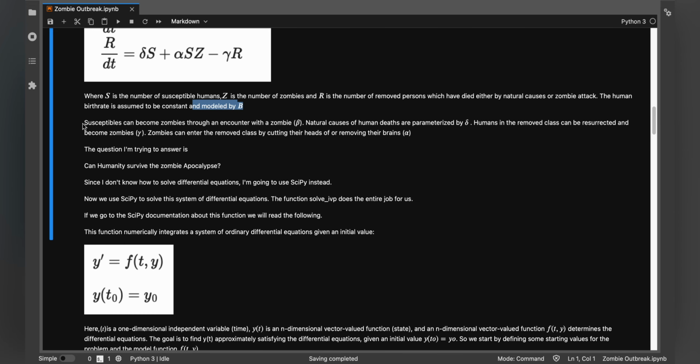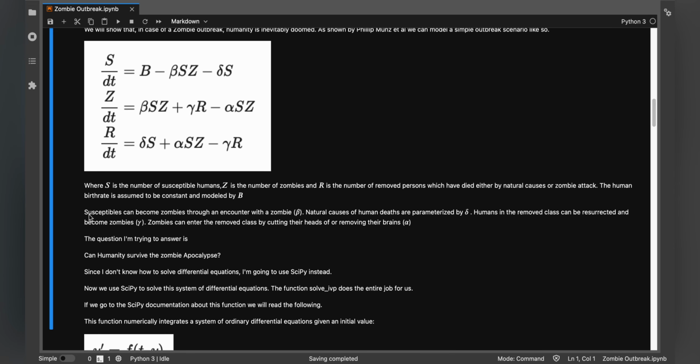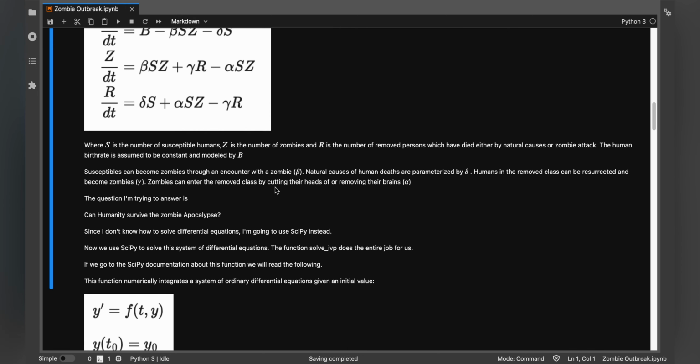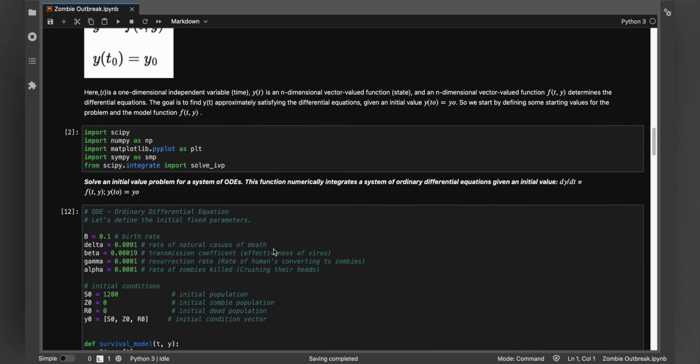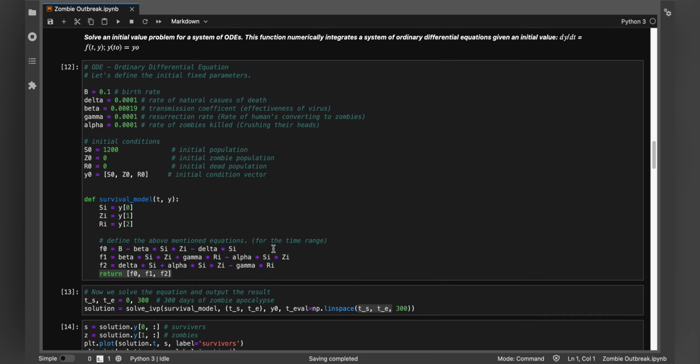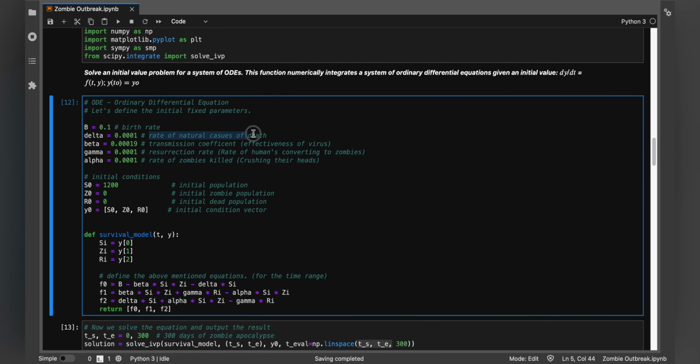And alpha, beta, gamma denote the rates as follows: alpha is the rate of killing of zombies. You should keep in mind that zombies can only be killed by removing the infected area or by removing their heads, okay? We have to kill them very brutally, okay? So here beta signifies, you can take a look at this code.